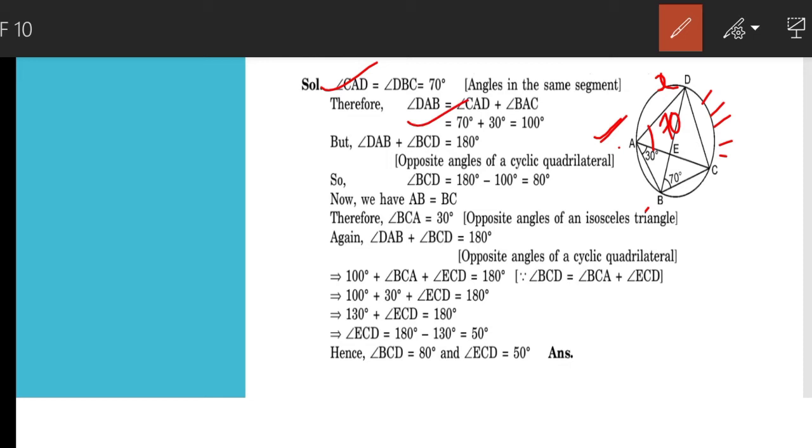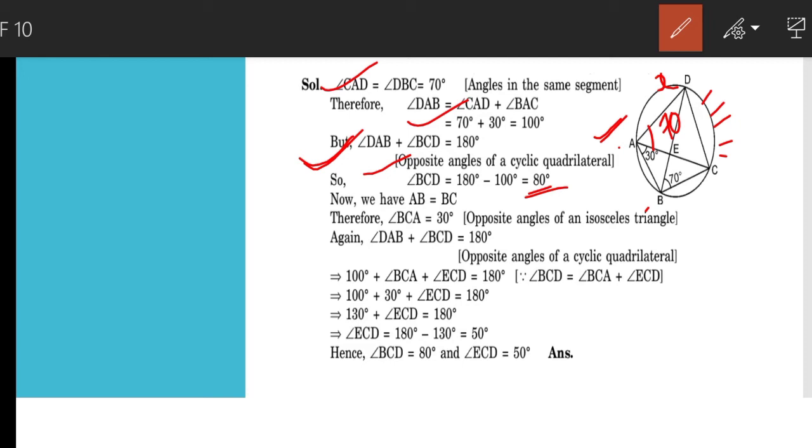Now, we know if a quadrilateral is a cyclic quadrilateral, then the sum of the opposite angles is equal to 180 degrees. So we can write angle DAB plus angle BCD is equal to 180 degrees. The reason is the sum of opposite angles of a cyclic quadrilateral is 180 degrees. So subtracting, BCD we will get 80 degrees. So the first thing required was to find angle BCD. We have already achieved that.